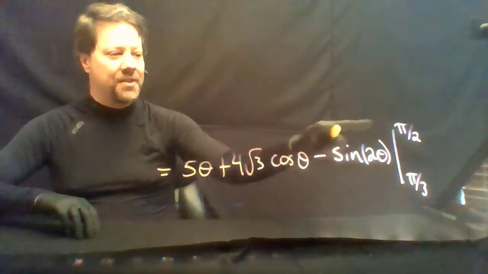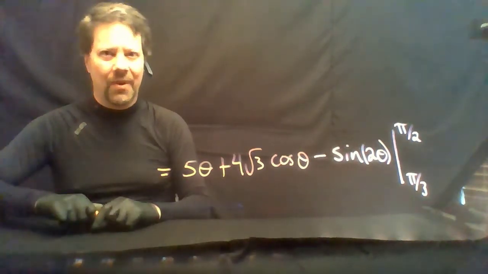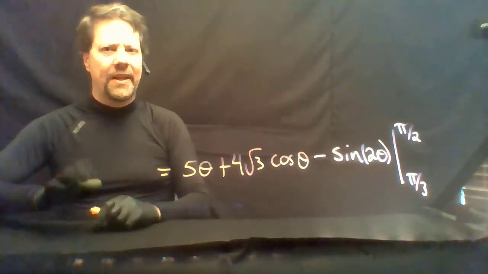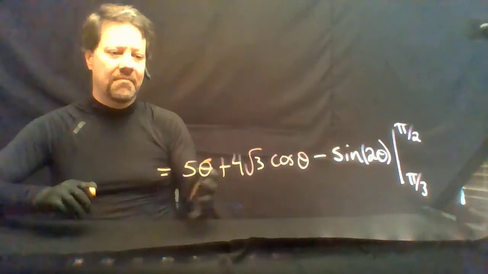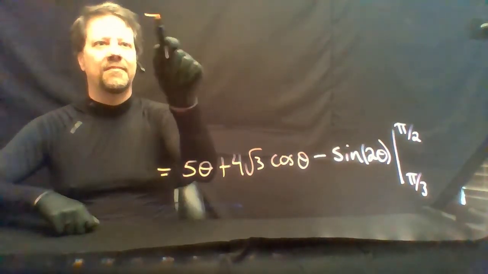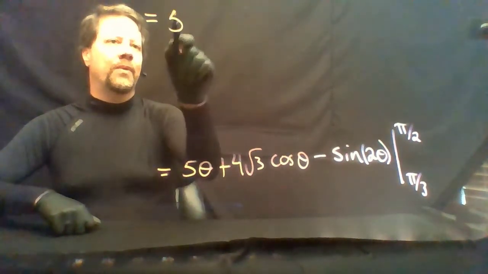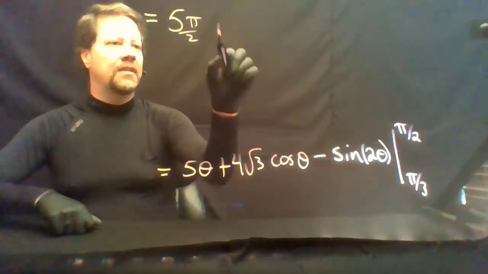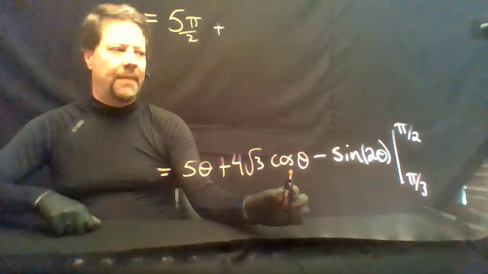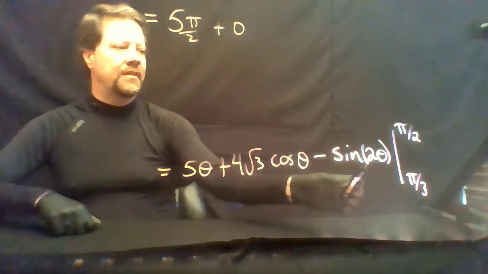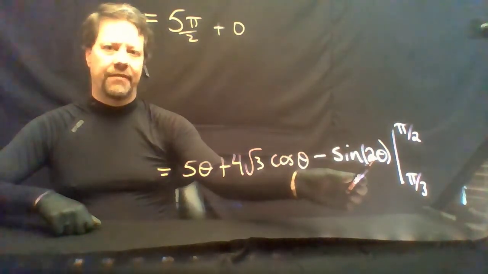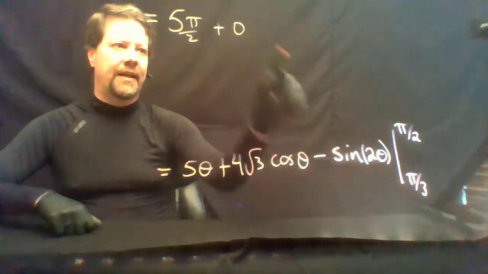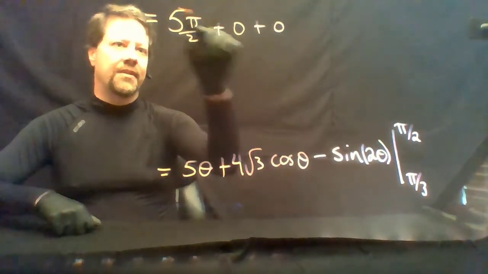Minus 1 point for each of the trig function evaluations that you get wrong. I'll show you a way to remember those, but first, let's finish this problem. We're going to have 5 times pi over 2 plus the cosine of pi over 2 is 0. 2 times pi over 2 is pi. The sine of pi is also 0.